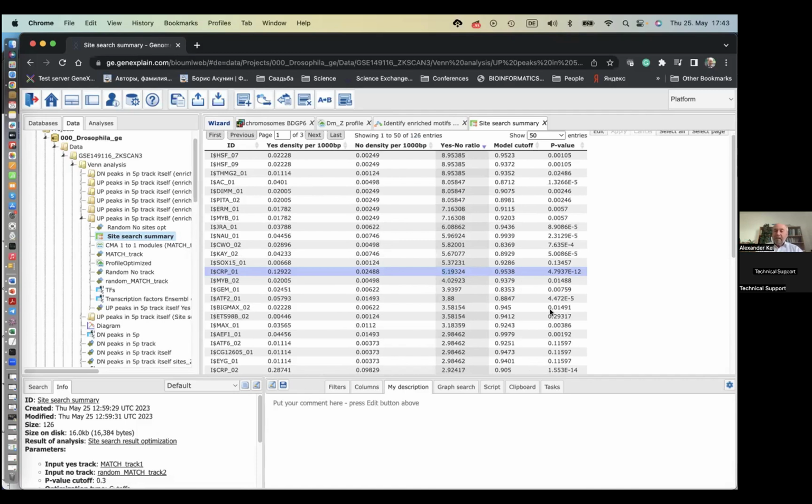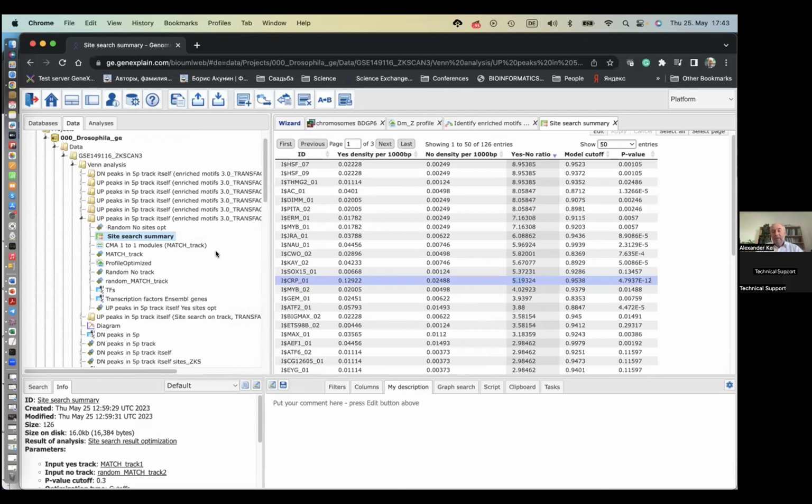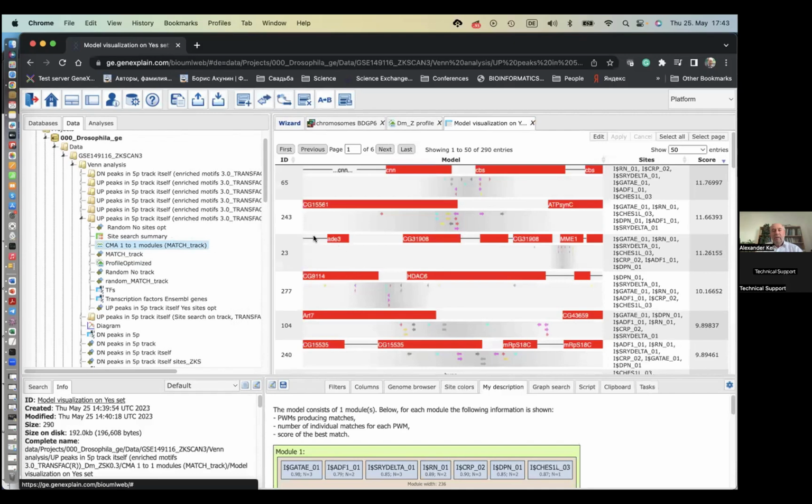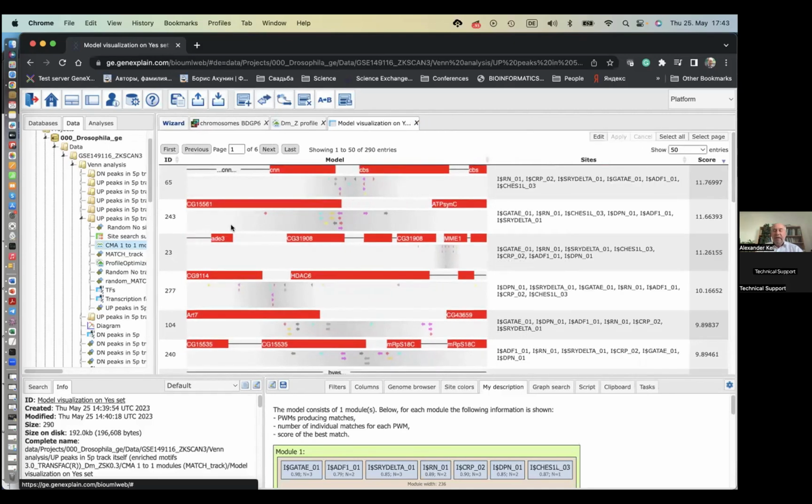But then, as you say, to find really the master transcription factors, not all these 126, but really those which in combinations can work together, I run here this Composite Module Analyst, CMA, so this genetic algorithm, and it returns this result. So let me open it. Let me first close this. All right. So this is finally these 290 peaks, which are located in promoters of upregulated genes.